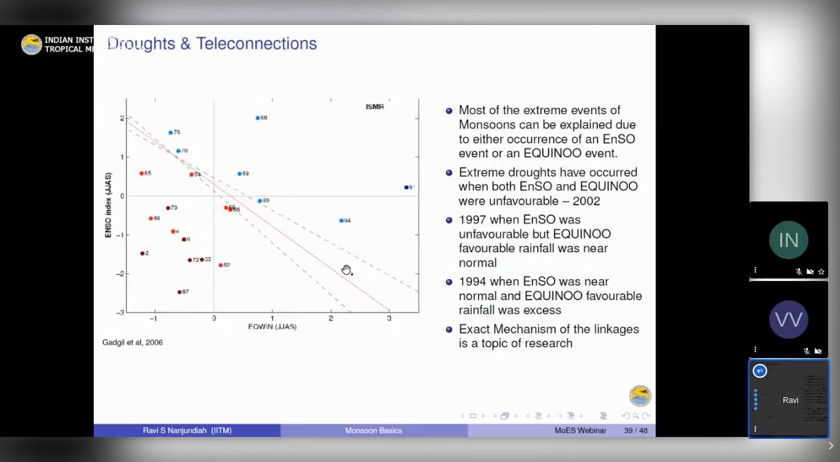There were some very strong ENSO years, for example 1997, when ENSO was unfavorable but equinoo was more favorable, and that led to a near normal monsoon. And in 1994, when ENSO was weaker but equinoo was favorable, we had a near normal to excess monsoon. ENSO was in its dying phase, and then equinoo took over. The exact mechanism which links these teleconnections with the Indian summer monsoon is a matter of hot research, not just in India, but all over the world.